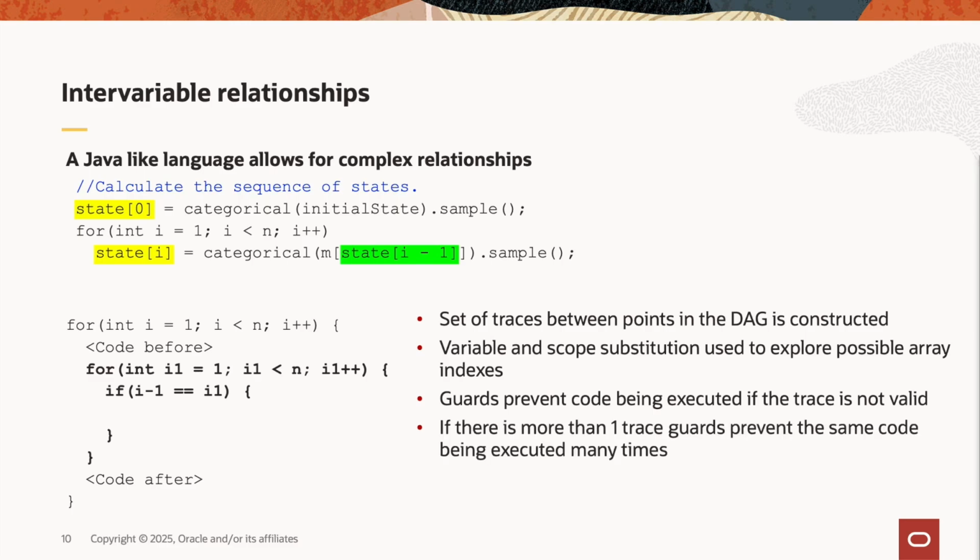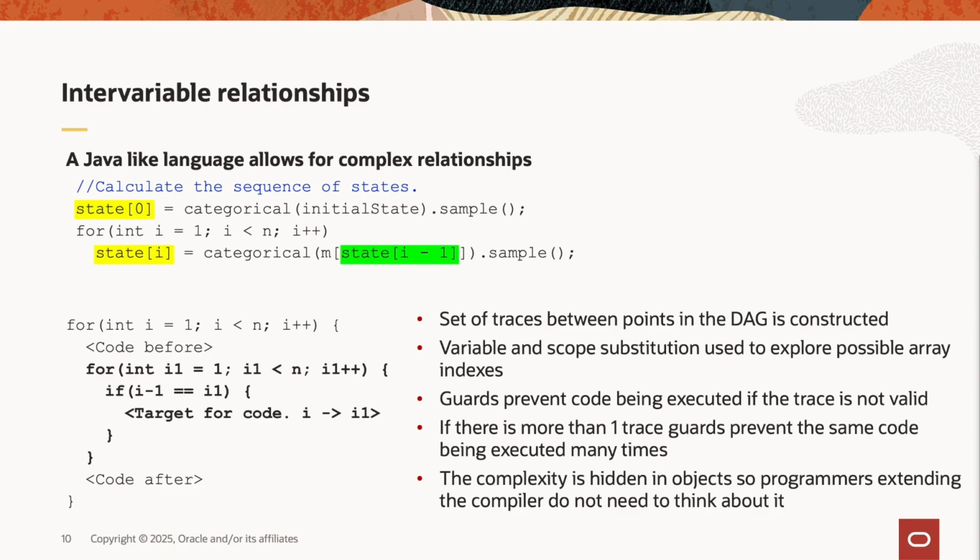If there's more than one trace between two random variables, of course, you can have more than one set of values that need to be compared, and this is going to require guards to ensure that the code that ultimately gets put inside of all of these nested for loops and nested conditionals is only ever executed once. All of this adds a lot of complexity, which we wouldn't want the implementer of an inference algorithm, for example, to have to consider.